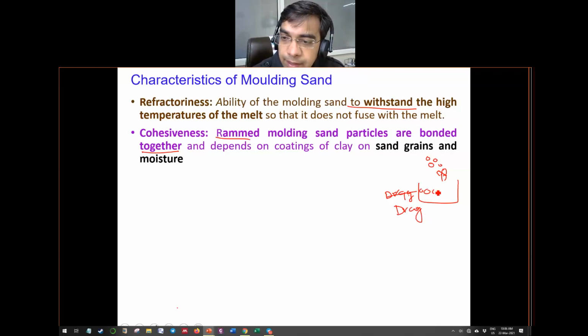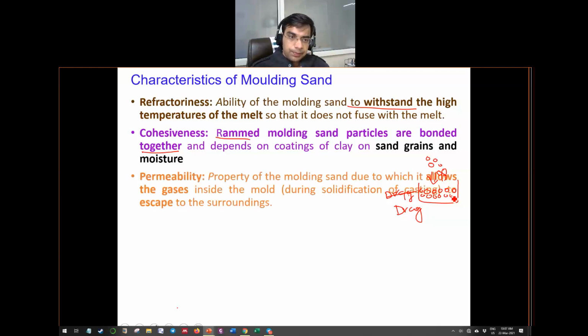And here are the sand particles. So ramming is the process when you press them together. And when the sand particles are pressed together, they have the ability to hold the shape among themselves. This is because essentially the surface of this sand particle is quite rough. So that gives the cohesiveness to the sand particles.